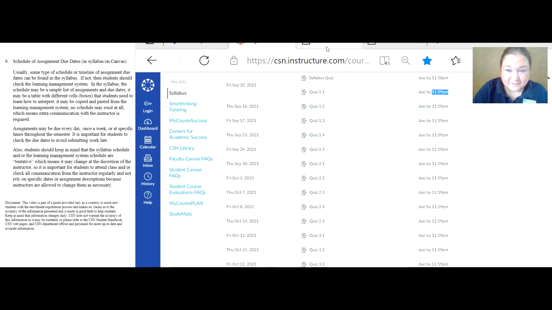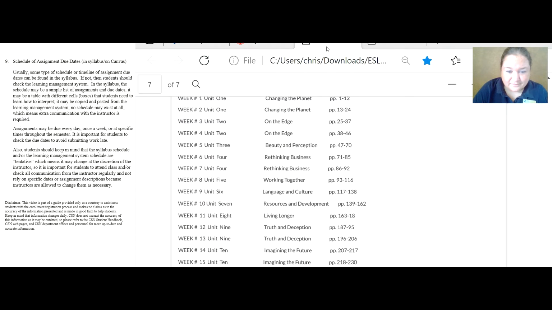Let's look at another syllabus. This syllabus here only lists the units that will be covered each week and the page numbers. So students will have to get the information from the instructor, and quizzes may be surprise pop quizzes, and assignments may be assigned each day.